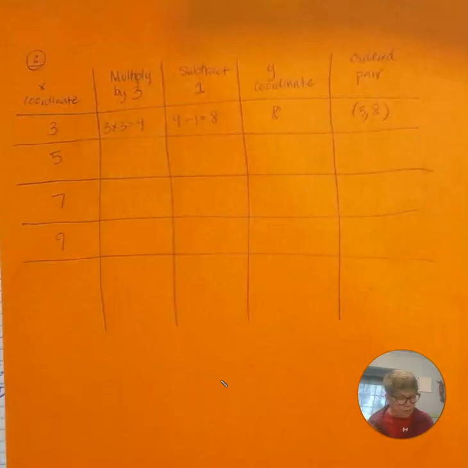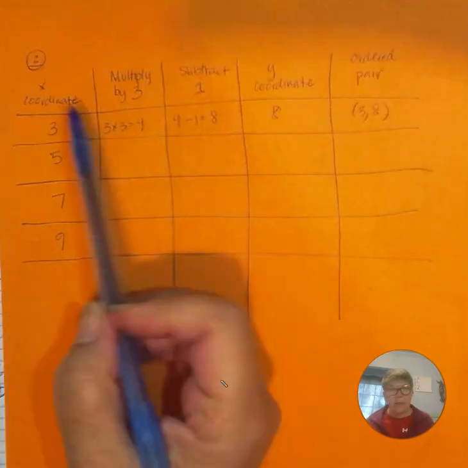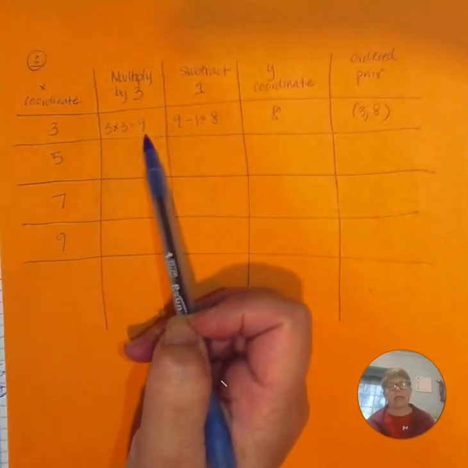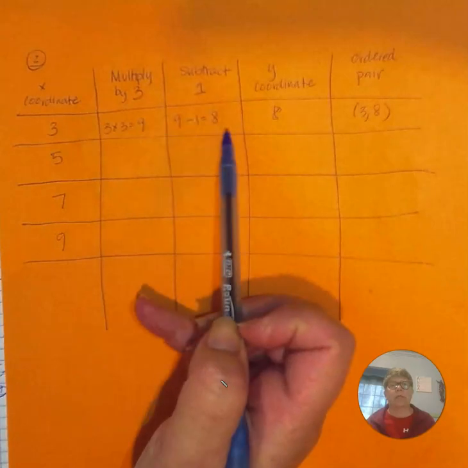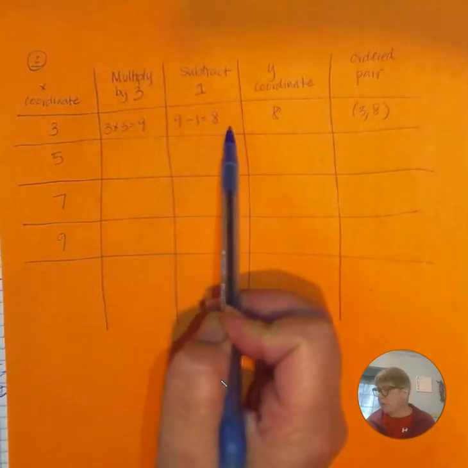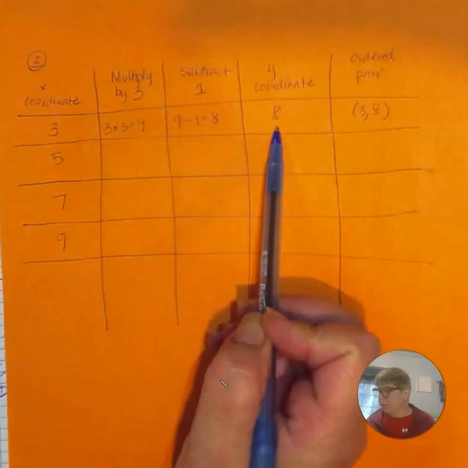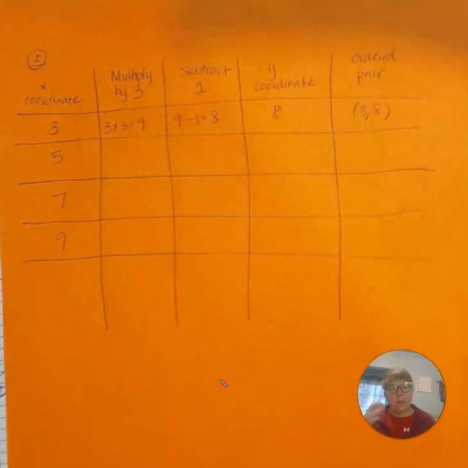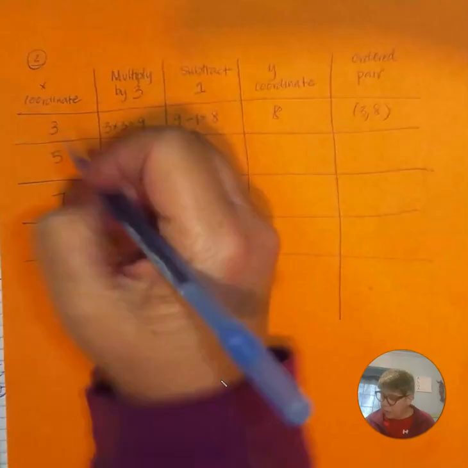All right, so 3 is our x-coordinate. Multiply by 3 is going to give us 9. Subtract 1 is going to give us 8, which is our y-coordinate, and then our ordered pair is 3, 8. Okay, so we're going to continue doing those two mixed operations, one multiplying, one subtracting, to get our y-coordinate. You can do it with me, and pause me if I go too fast.